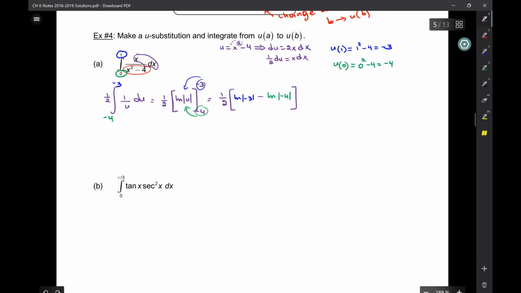Okay, so how much is that? This is 1/2 ln of 3 minus ln of 4. Think back to algebra 2. This is 1/2 ln of 3 over 4. And there you have it.